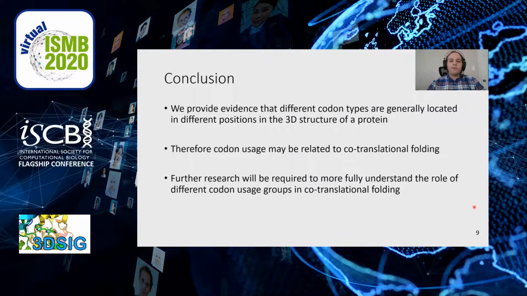Thus, we provide evidence that different codon types are located in positions in the 3D structure of a protein and may be related to co-translational folding generally. However, further research will be required to more fully understand the role of different codon usage groups in co-translational folding.